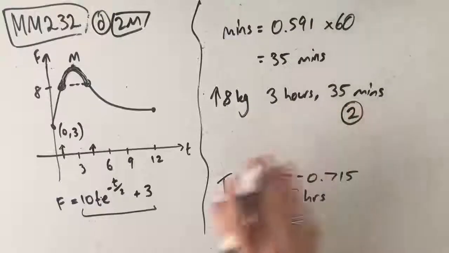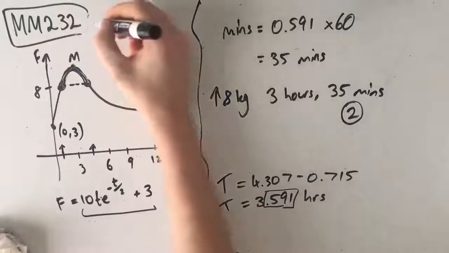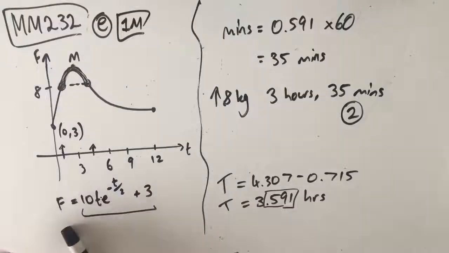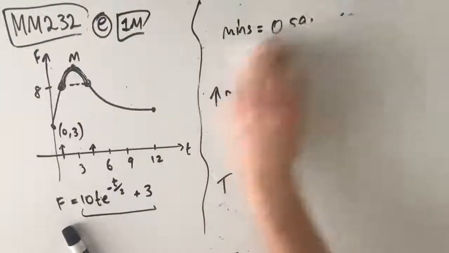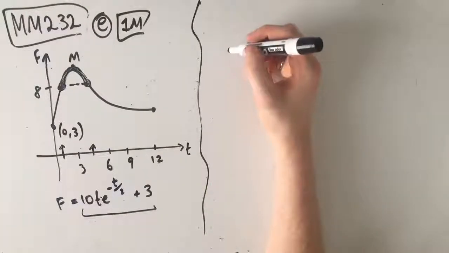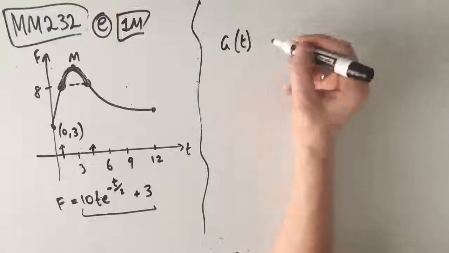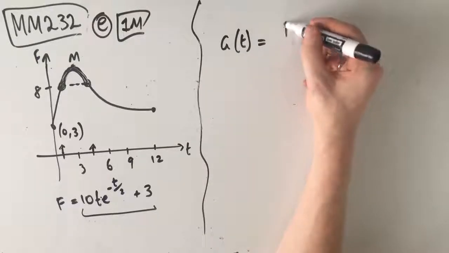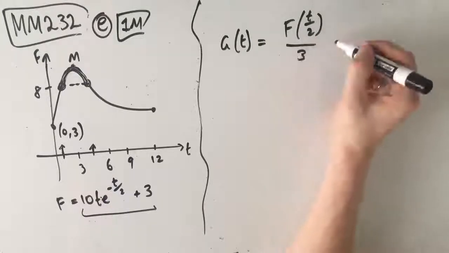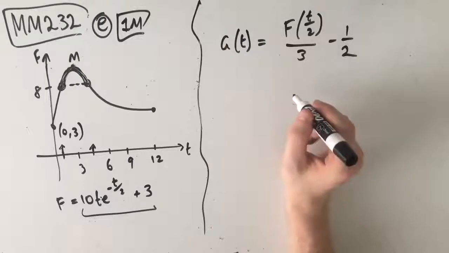Let's move on to part E. Now part E starts talking about piglets. Very cute, which is a 1 mark question. So it should be quite straightforward, but it's a little bit different to what we've done before. So we know from this question that a piglet's hunger over a half day is given by G of t equals f of t over 2, over 3, minus 1/2. Awesome. And we need to find an expression for G of t.